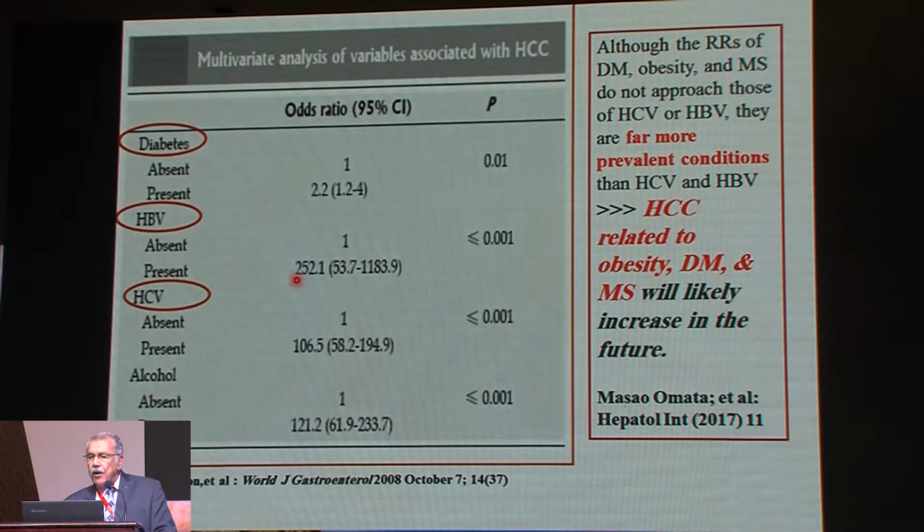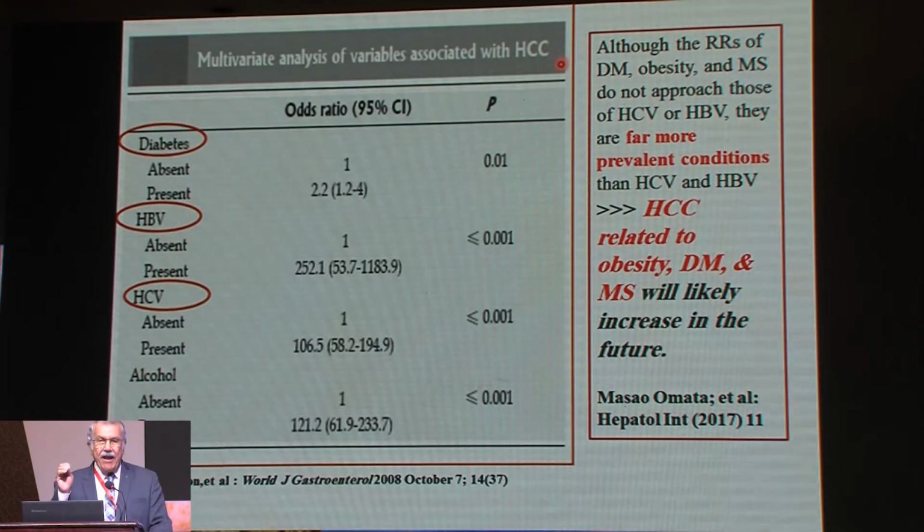However, although the risk ratios of diabetes, obesity, and metabolic syndrome do not approach those of HCV or HBV, they are far more prevalent conditions than HCV and HBV. So, the HCC related to obesity, diabetes, and metabolic syndrome will likely increase in the future. So our dream regarding decreasing HCC after eradication of HCV in Egypt will fail. We will have more occurrence of HCC.